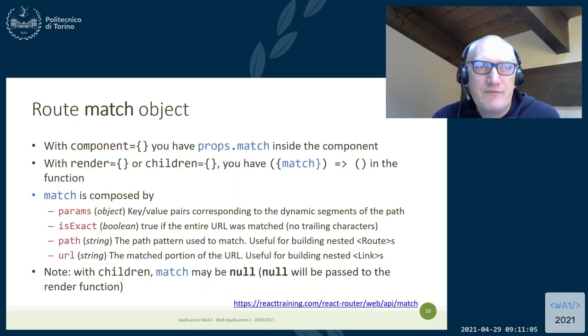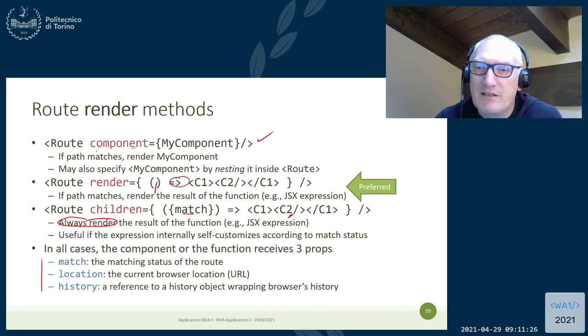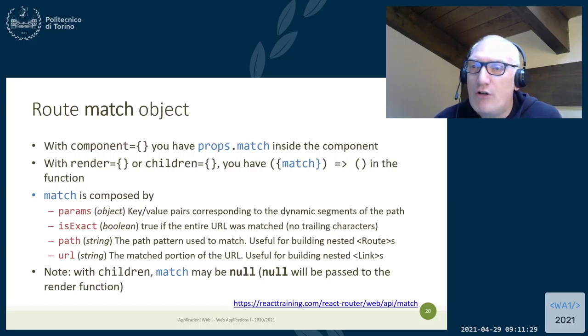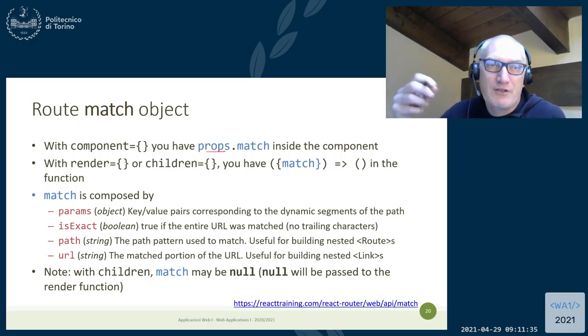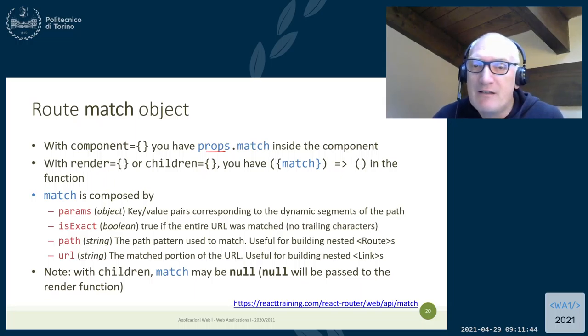So the match object contains information about how the pattern matching went, basically. So if you have a render or a children callback, this match object is one of the parameters that you are given. In the component syntax, the first of the three syntaxes here, the match is automatically injected as a property inside your object. So in your object, you can access props.match, and if your object is being rendered by a route, then the match property will be there and will contain these attributes, basically.